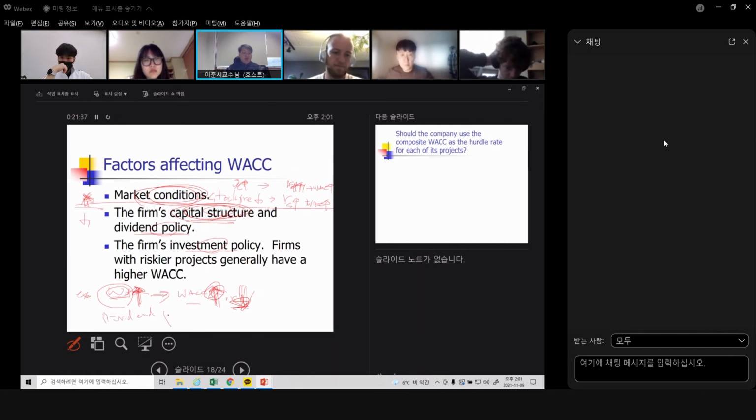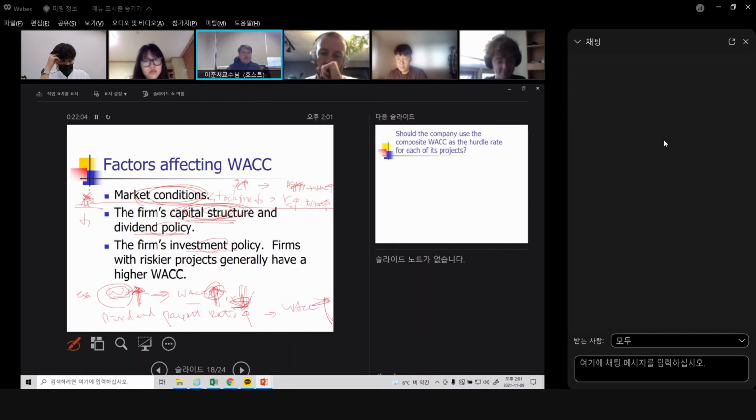How about if the dividend payout ratio is increased? If the dividend payout ratio increases, then what happens in terms of WACC? Does it increase or decrease? Increase. Exactly, increase.